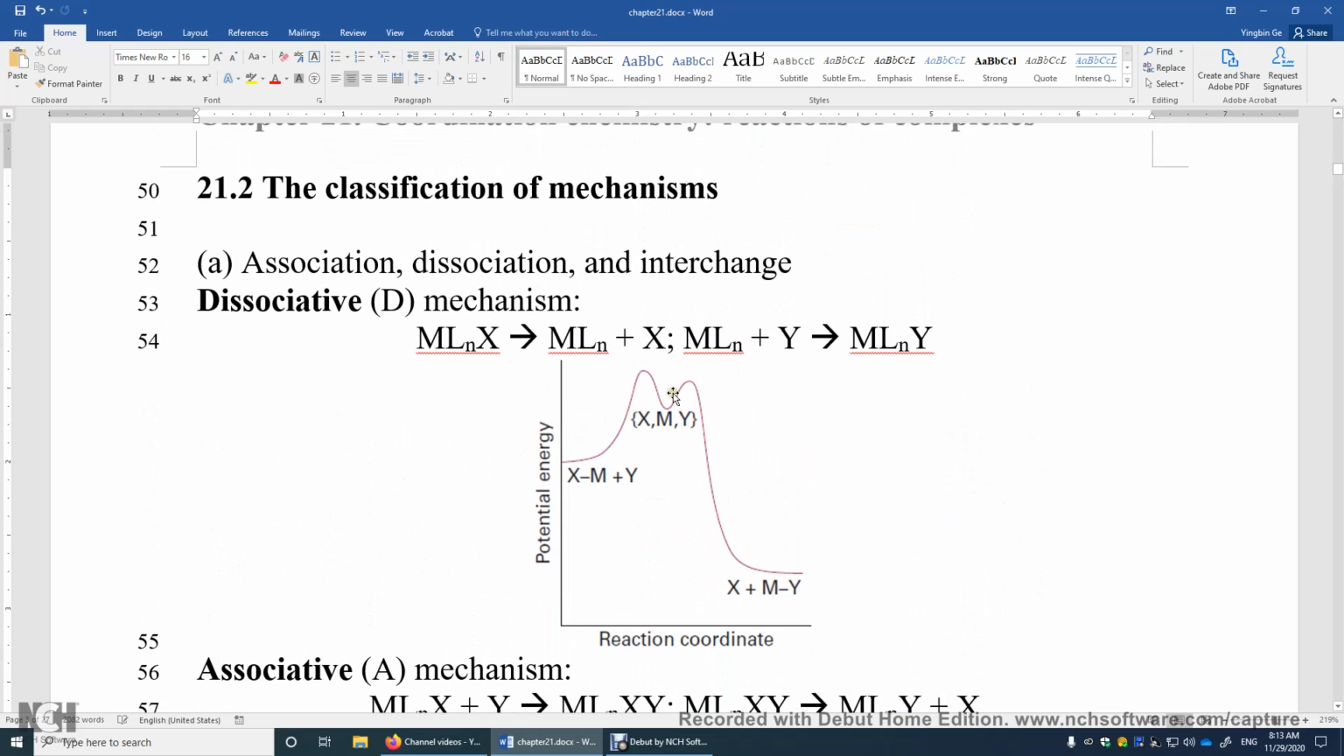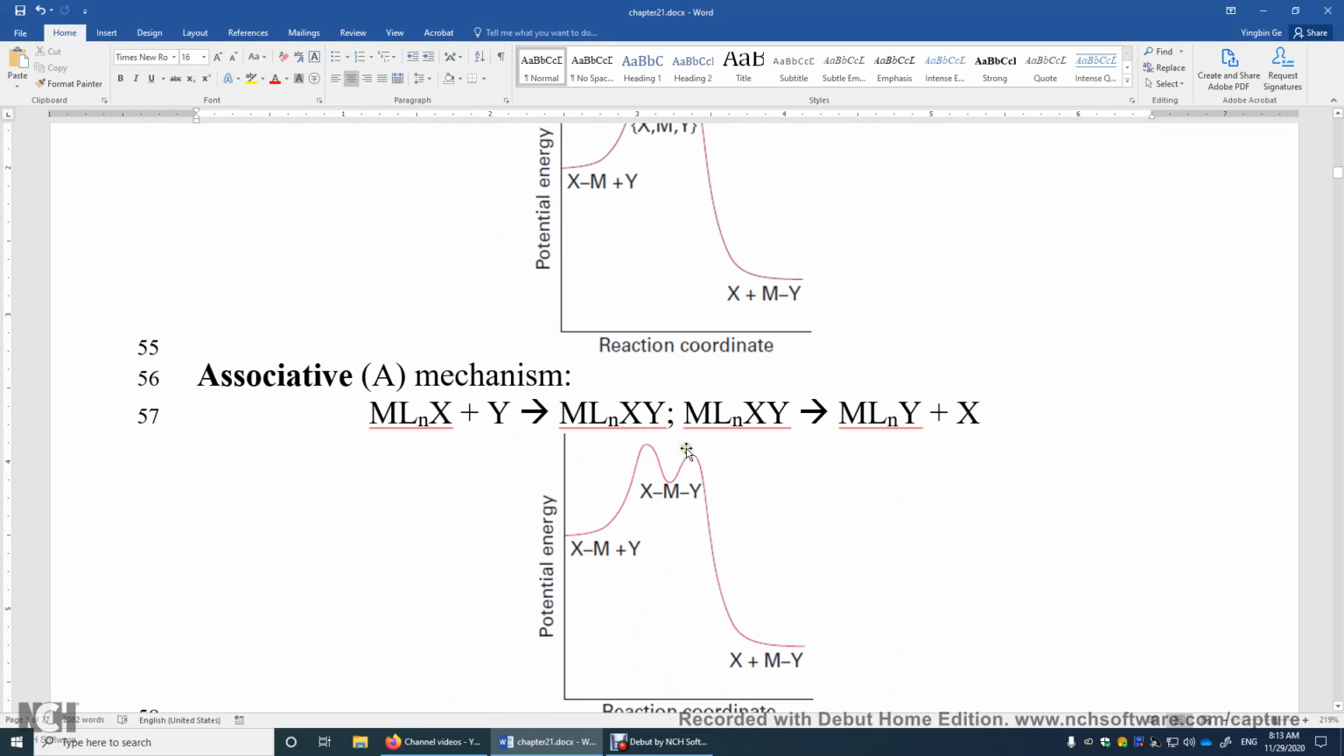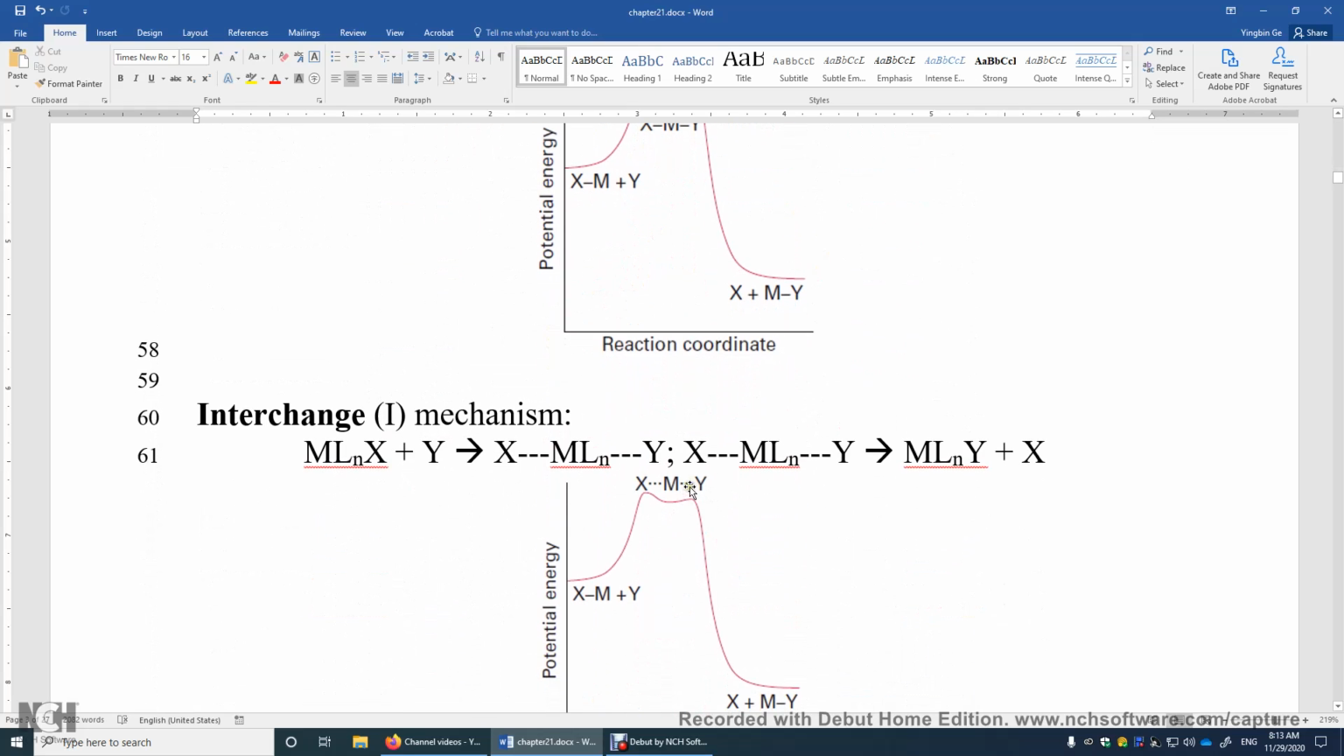The difference is the intermediate. The dissociative mechanism involves an intermediate with M, X, and Y all separated from each other. Over here, in the associative mechanism, M is bonded to both X and Y. Interchange is in the middle: M has a partially broken bond with X and a partially formed bond with Y.